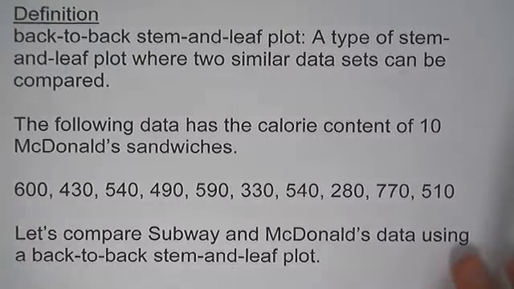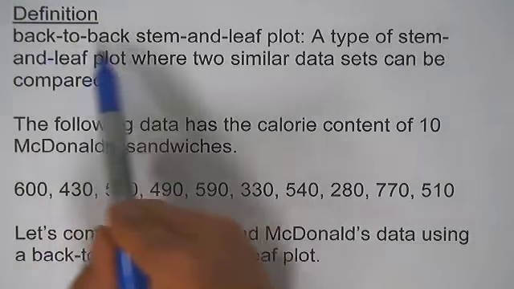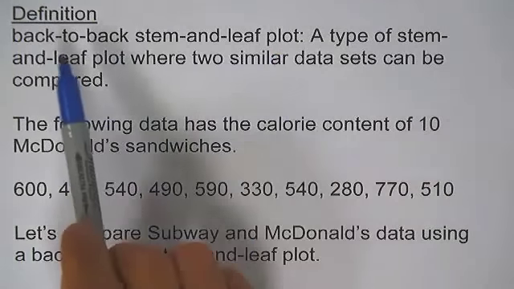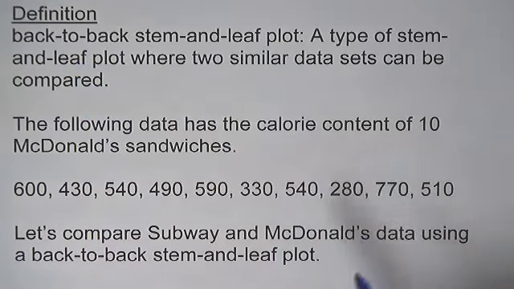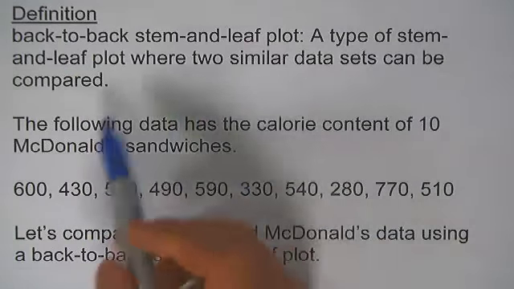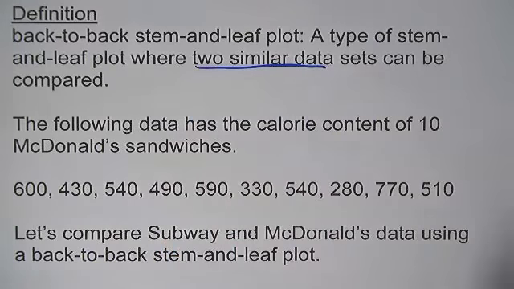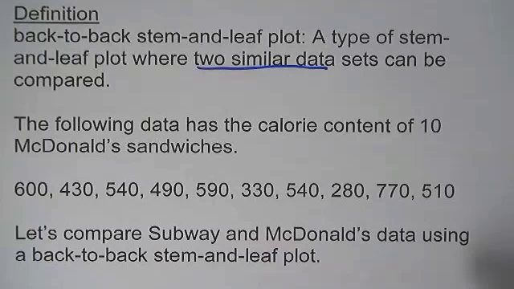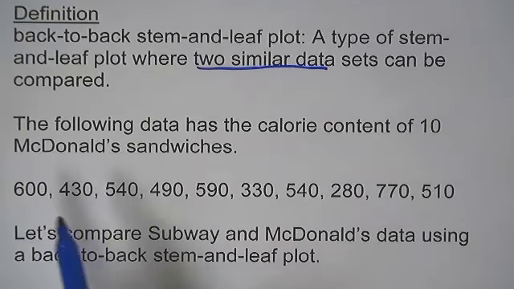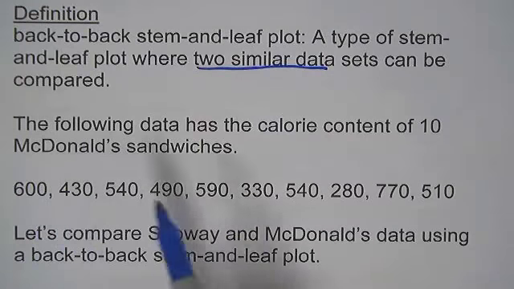Alright, another type of stem and leaf plot that is commonly used is what's called a back-to-back stem and leaf plot. Sometimes it's also called a comparative stem and leaf plot. And it's a type of stem and leaf plot where two similar data sets can be compared. Now if we look at another sandwich place, McDonald's, a common fast food restaurant.